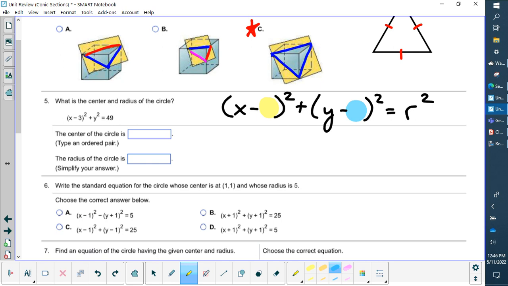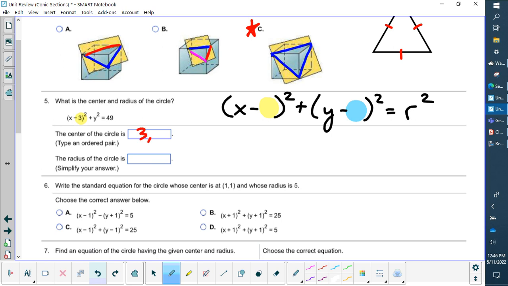So if I look over here, I notice with the x is 3. And you'll notice subtraction is part of the formula. So subtraction, subtraction. So the only number I could plug in there that would give me x minus 3 in parentheses would be a positive 3.